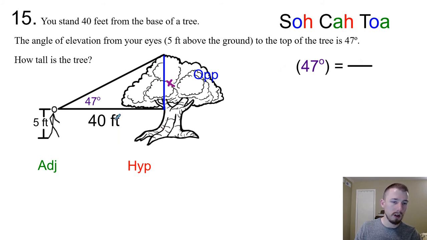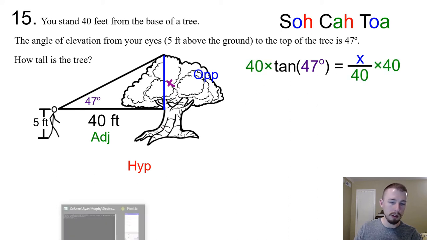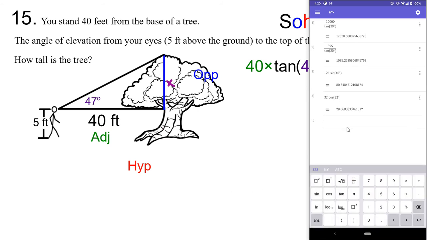That's our opposite side. We have the adjacent side already for the 40 feet. So the trig function we're going to be using relates opposite and adjacent, which would be the tangent function. So tangent of 47 is equal to x divided by 40. So we multiply both sides by 40 and we put it in the calculator. So nothing really too tricky here. We're just doing the same process over and over again. So 40 tangent of 47, which will give us 42.90 if we round.